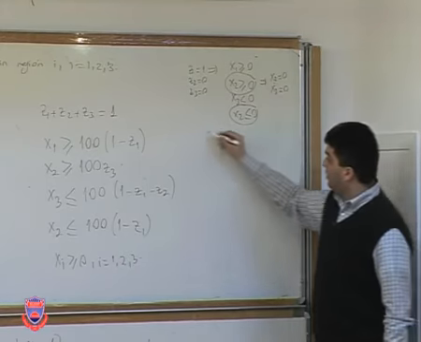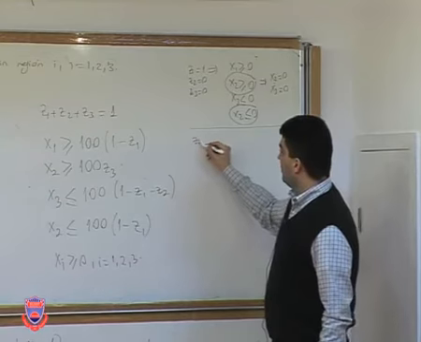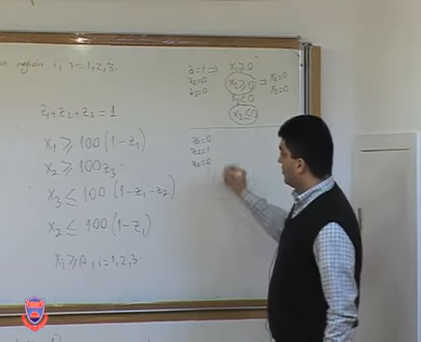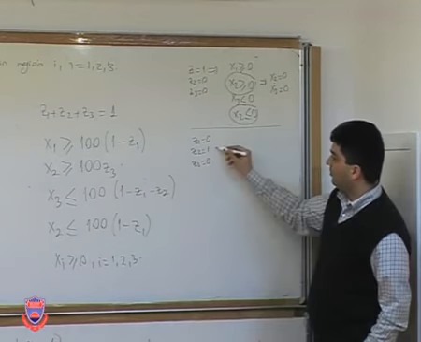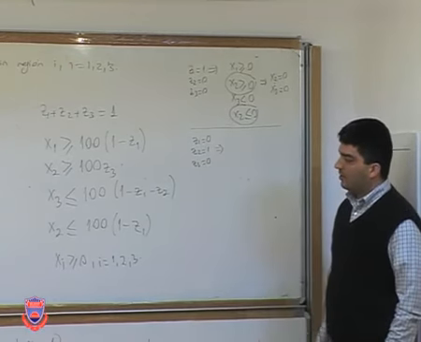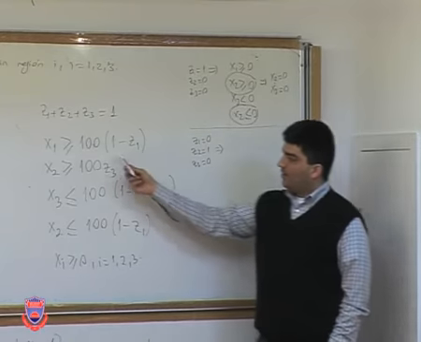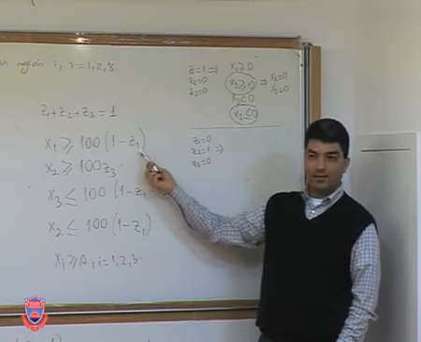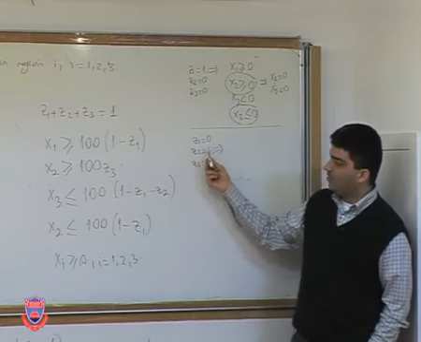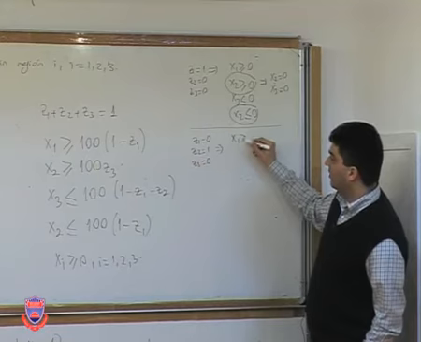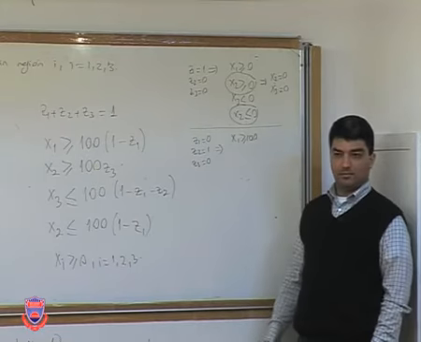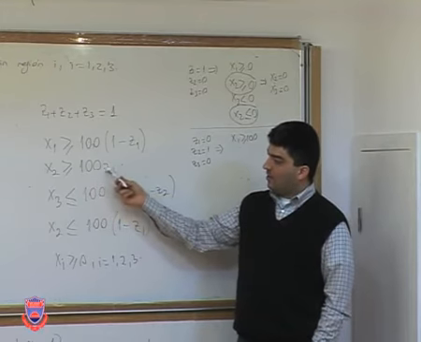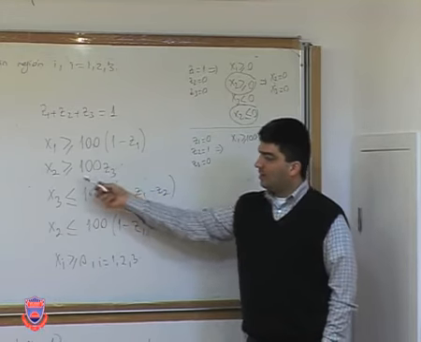Okay? So let me look at the second case. So suppose that z1 is equal to 0, z2 is equal to 1, and z3 is equal to 0. So let me look at my constraints again. If I look at the first one, this says that x1 should be 100 times (1 minus z1), but z1 is 0, so this forces x1 to be equal to 100. Okay? What about this one? Well, if z3 is equal to 0, then x2 is non-negative.